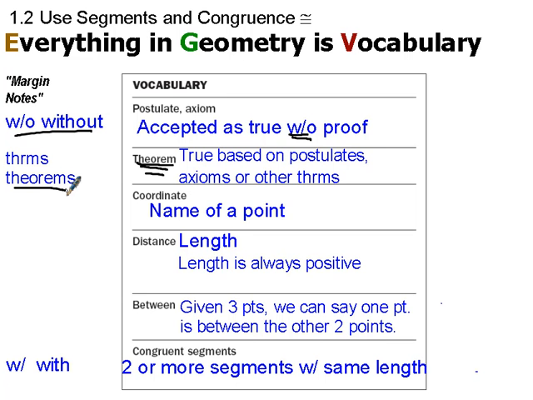Congruent segments. 2 or more segments are congruent if they have the same length. And we have a symbol for congruent. It looks like the equal sign, except it has a little squiggly line above. It just means they have the same length. Not the same line, but the same length. Going on to the next page, make sure you get that vocabulary in your notes.